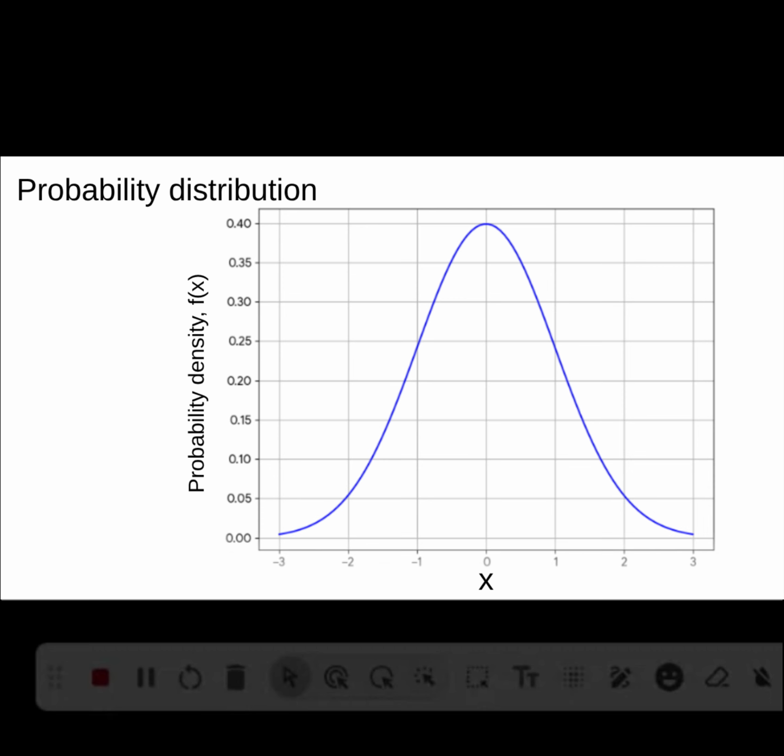There's more to talk about PDFs and why proportions and probability are two sides of the same coin. But first, let's take a step back and learn about the basics of probability, which will begin in the next lecture.